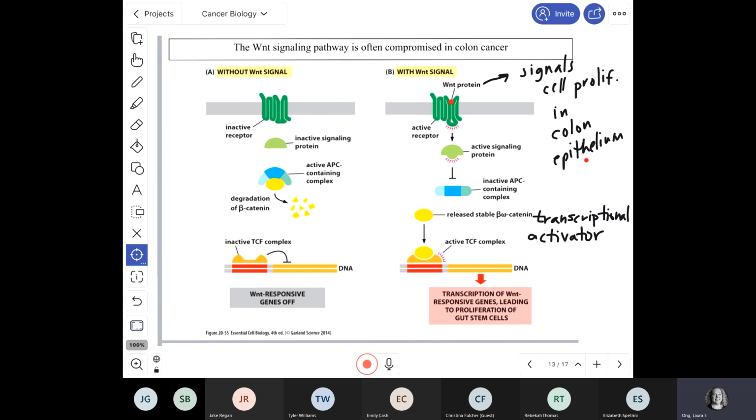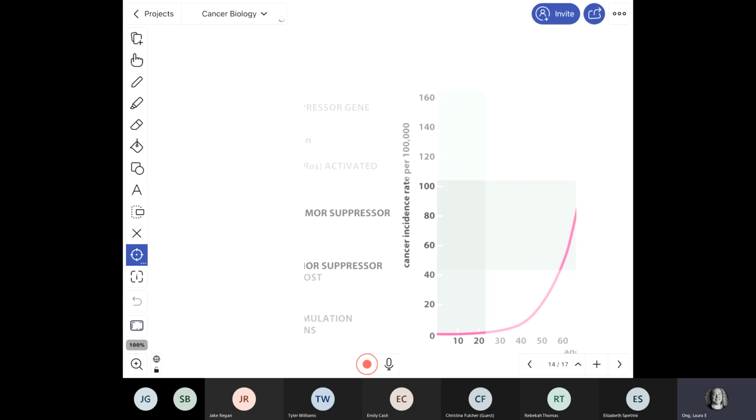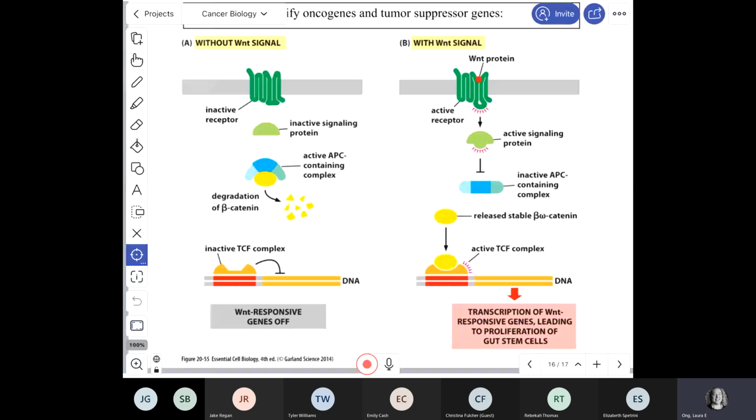So one thing that I kind of want to practice here is looking at what these different proteins do and classifying them as, are they a proto-oncogene or are they a tumor suppressor gene? I think where I'm literally asking you to do that is toward the end of this slide set.